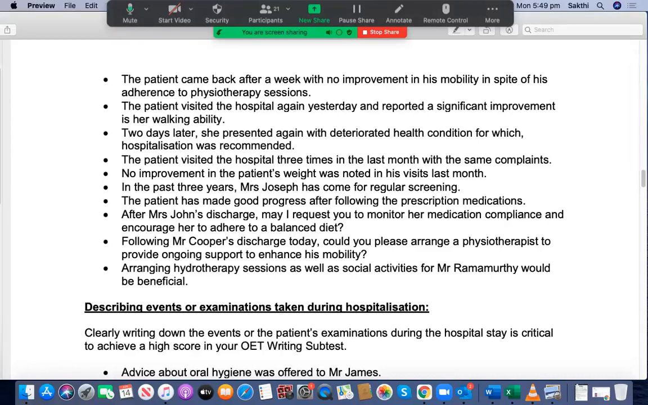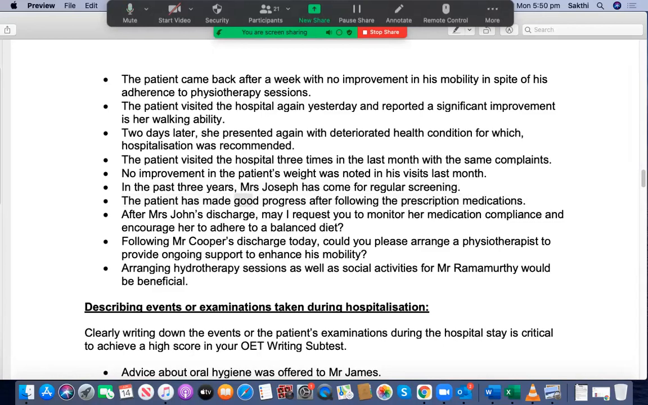No improvement in the patient's weight was noted in his visits last month. Okay, look at this one. In the past 3 years, Mrs. Jacob has come for regular screening. All right. The patient has made good progress after following the prescription medications.